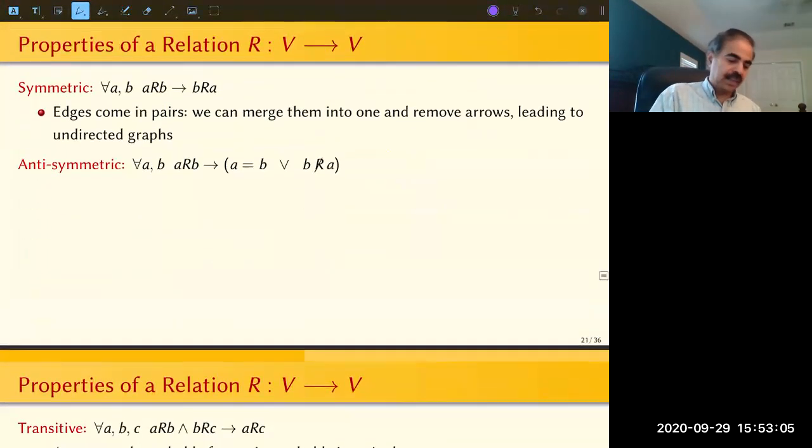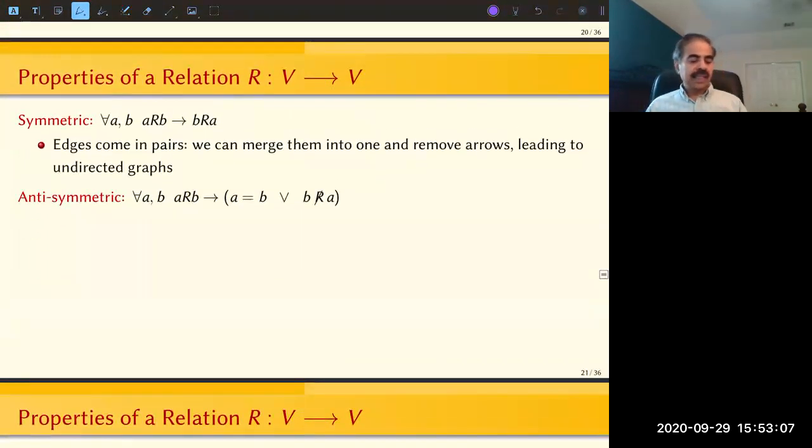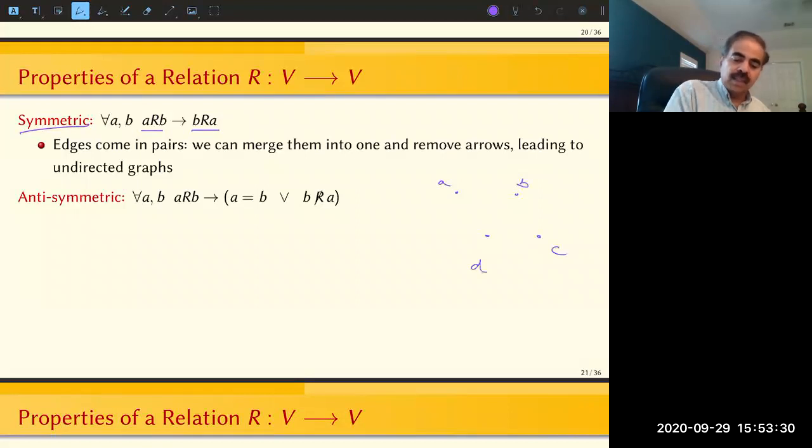Okay, so the second common property we talk about is symmetric, right? Symmetric says that if A is related to B, then B is related to A. So what this means from a graph perspective is that, let's say we have this.